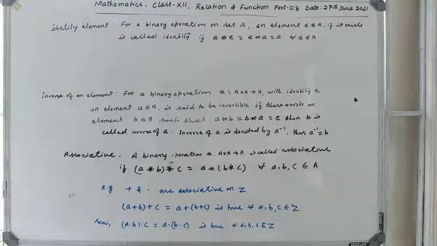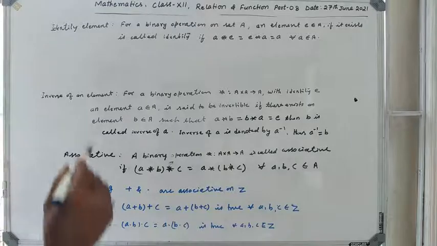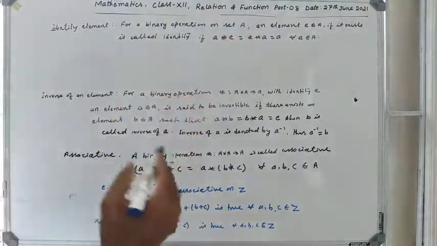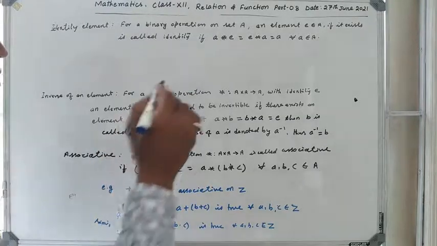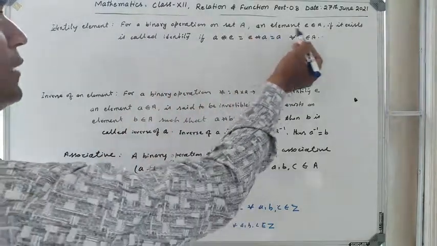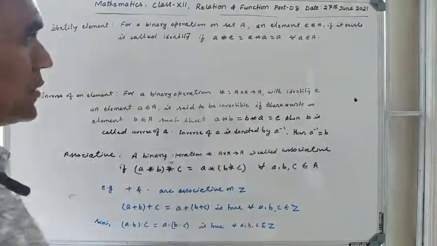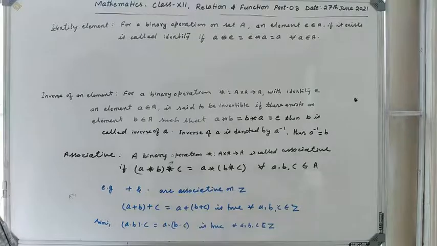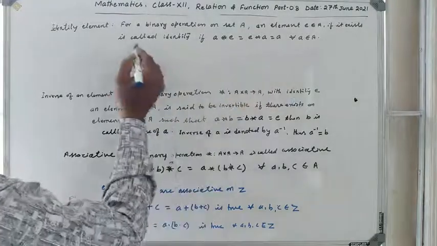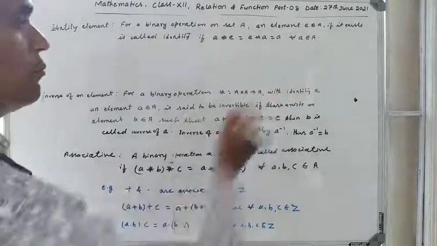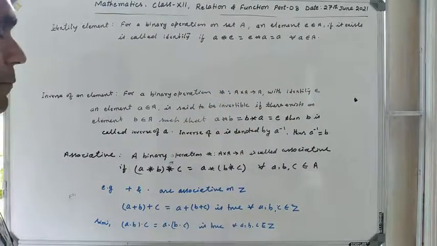Now another term related to this, identity element. How do we define this? For a binary operation on set A, that means a binary operation from A cross A to A, an element e belongs to A, if it exists, it may exist or may not exist, is called identity if this satisfies this for all a belongs to A.